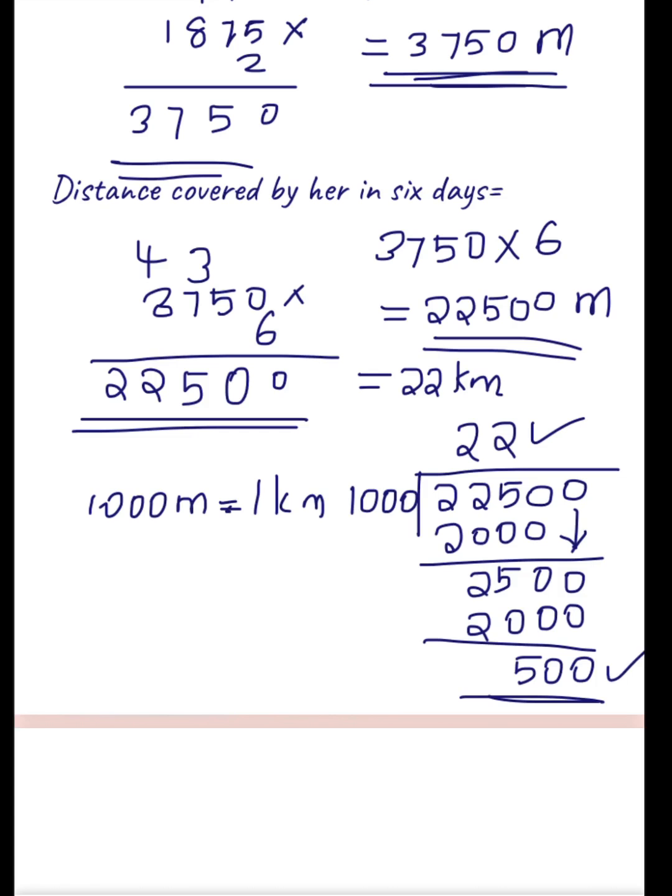Now what is in the remainder? 500. So 500 meter. This will be the answer. That is 22 kilometer, 500 meter will be the answer for this question. Okay, that is, distance covered by her in 6 days is equal to 22 kilometer, 500 meter. Okay, so that is all about the 11th question. Now let's see the 12th question.